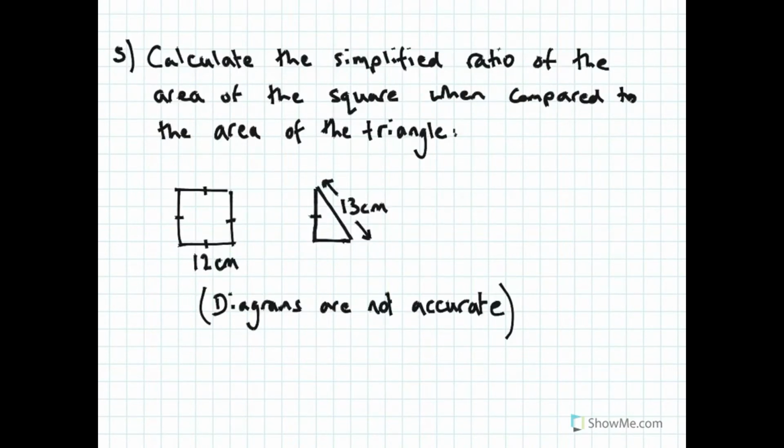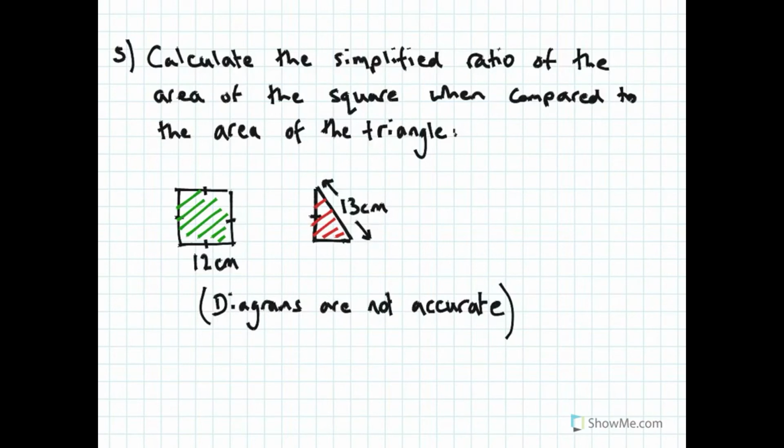Nearly there. There's a couple more questions left. Question 5. The ratio of the area of these 2 shapes. You need to work out the area of this shape, which is a square, so that's length times width. You'll need to work out the area of this triangle, which I'm colouring in red. Now, the problem with that is you don't know the base of that triangle.